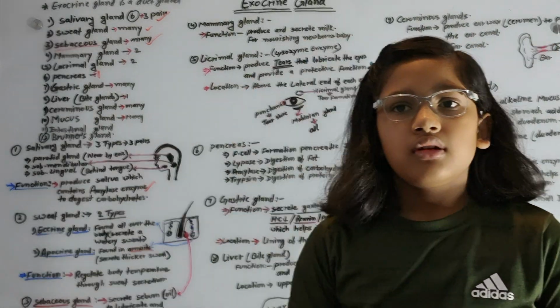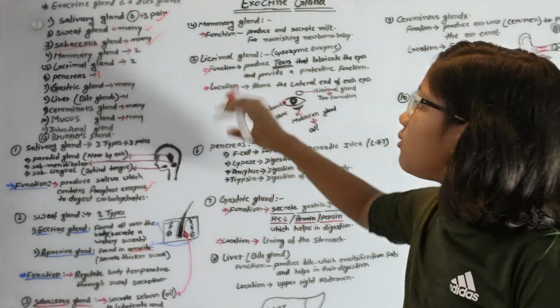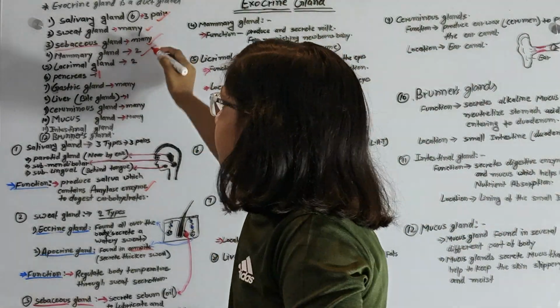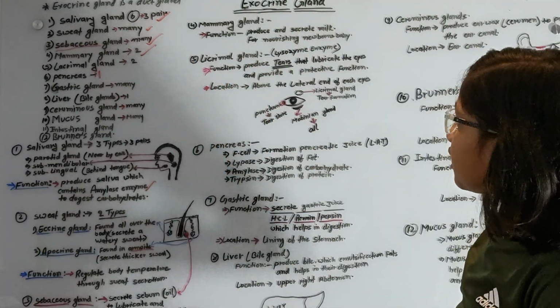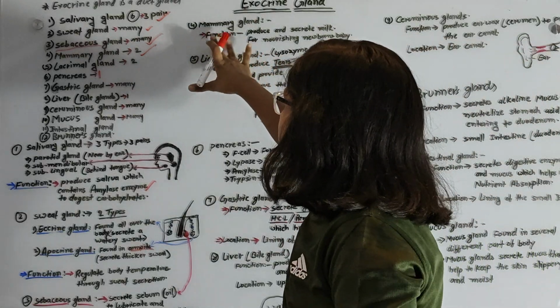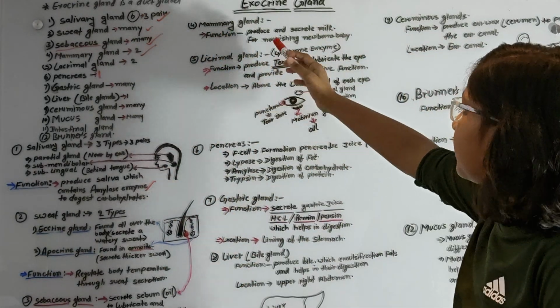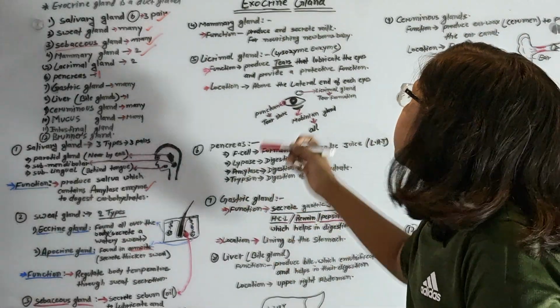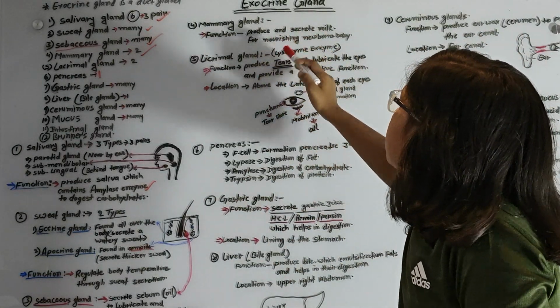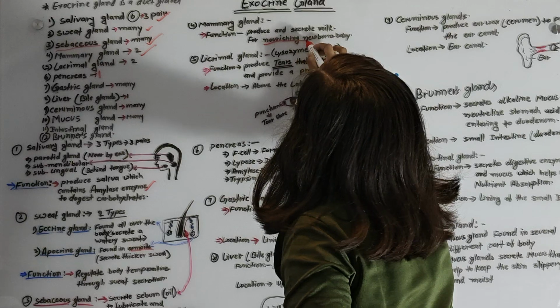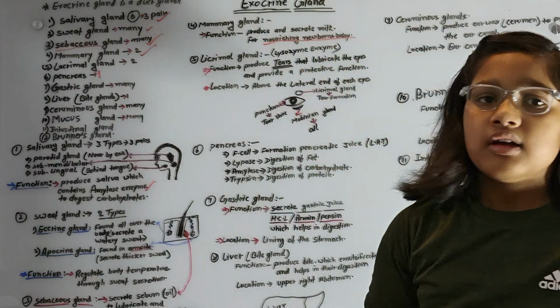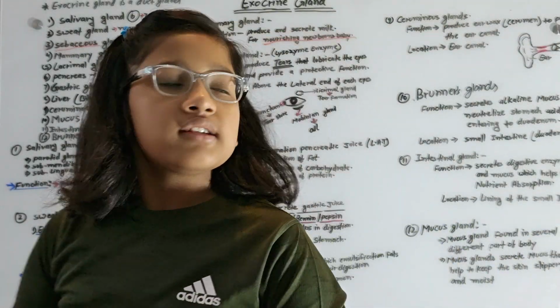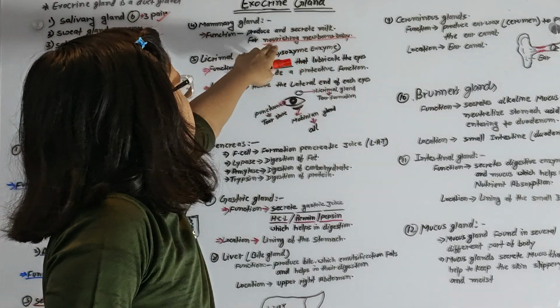Okay. Now we will do mammary gland. Mammary gland functions. It produces and secretes milk for nourishing the newborn baby.